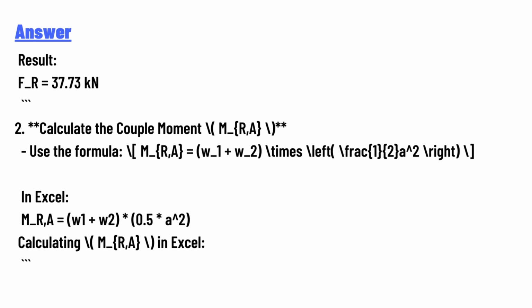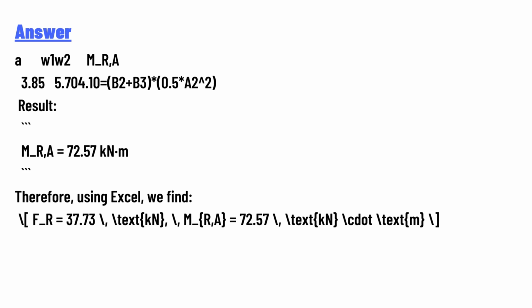Second, calculate the couple moment Mr,A. Use the formula Mr,A equals W1 plus W2 times one half A raised to power 2. In Excel, Mr,A equals W1 plus W2 multiplied by 0.5 multiplied by A raised to power 2. Calculating Mr,A in Excel: Mr,A equals B2 plus B3 multiplied by 0.5 multiplied by A2 raised to power 2. Result: Mr,A equals 72.57 kN·m.